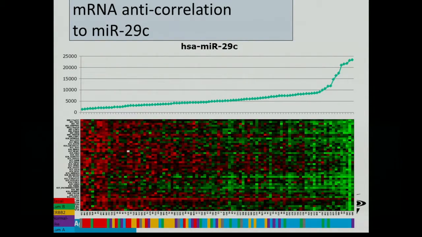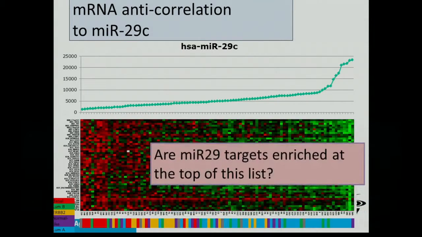I'm only showing the top, of course, because we have tens of thousands of genes. So I rank the genes according to anti-correlation, and I'm going to ask, are miR29 targets enriched at the top of this list? So are the targets of miR29 really down-regulated as the level of miR29 expression increases? And therefore, we see a direct action of miR29 on its targets in the tumors. So in order to answer that, are miR29 targets enriched at the top of this list?